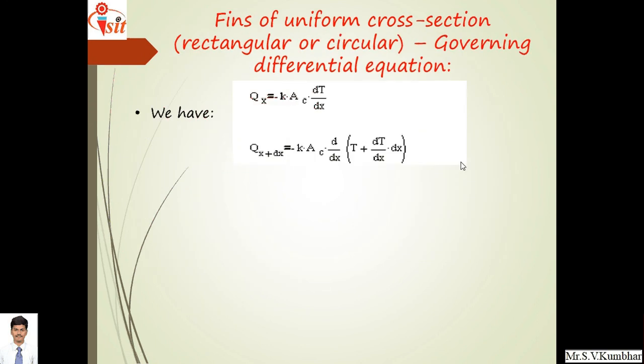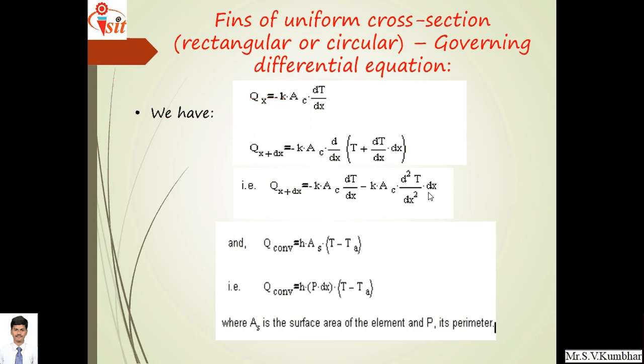So we have already studied Fourier law of heat conduction. So Qx is equal to minus KA dT upon dx. This is the amount of heat conducted towards the element, and Qx plus dx is equal to minus KA d of dx of T plus dT upon dx of dx. Rewriting this, Qx plus dx, KA as it is, minus dT upon dx, minus this negative sign is taken inside. So minus KA d2T upon dx square into dx.